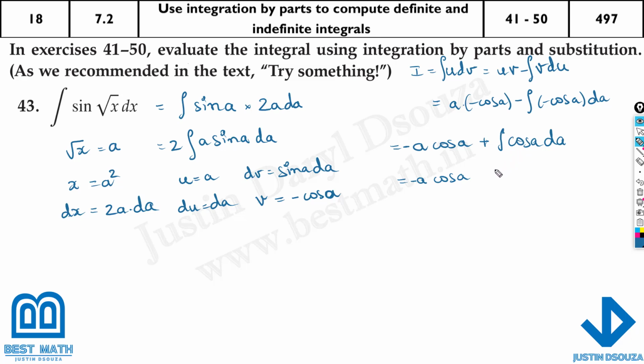Now it is minus A cosine A. Integration of cosine A dA will be, it's like cosine x dx, okay? Integration of that will be sine. So it is plus sine A, plus C. Now it's not over. It's almost done. But don't forget.